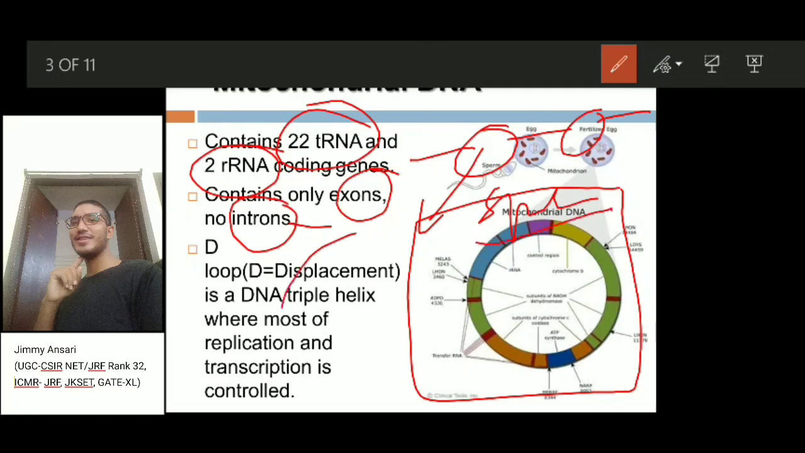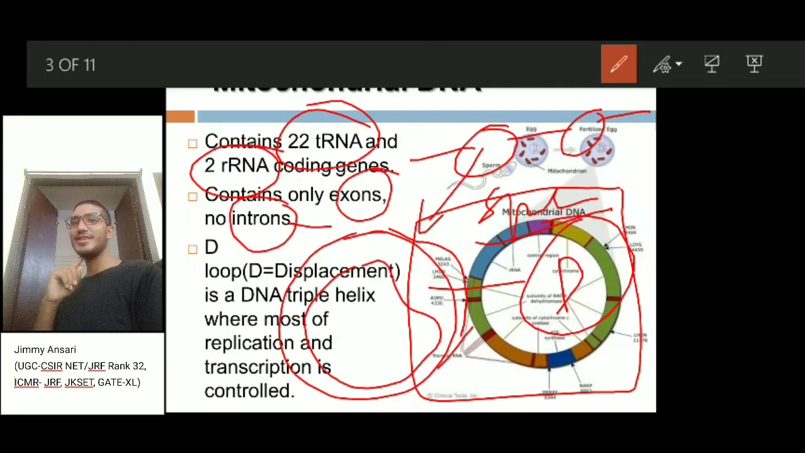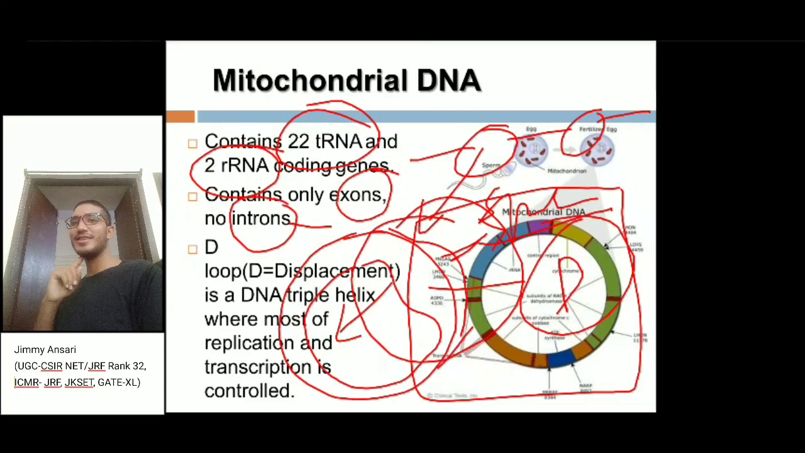In mitochondrial DNA, there is a loop-like structure in the DNA. It's called the D-loop. The function of this D-loop is in the replication or transcription of the mitochondrial DNA. The starting point of the replication and transcription is the D-loop. It's called a displacement loop. It is slightly displaced as compared to the other strand of the DNA.